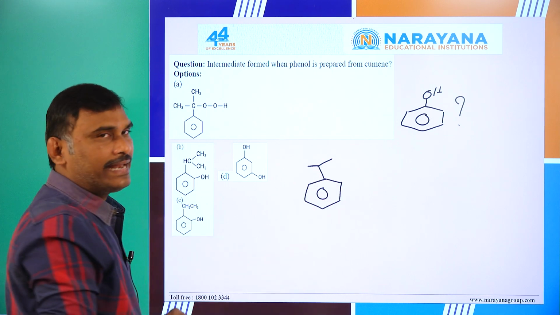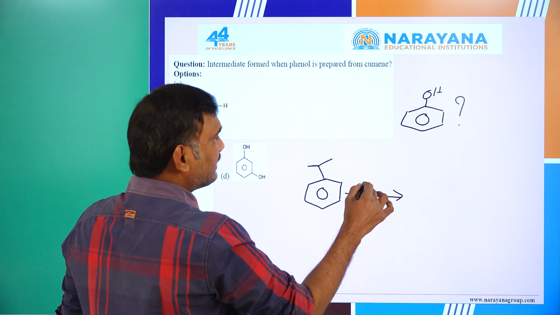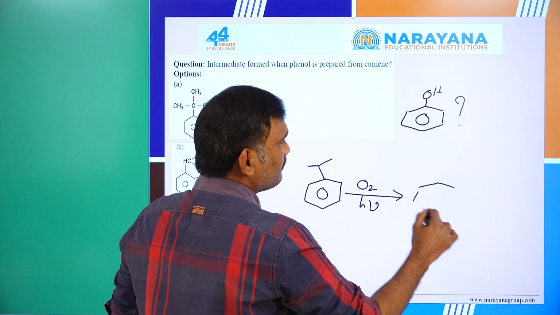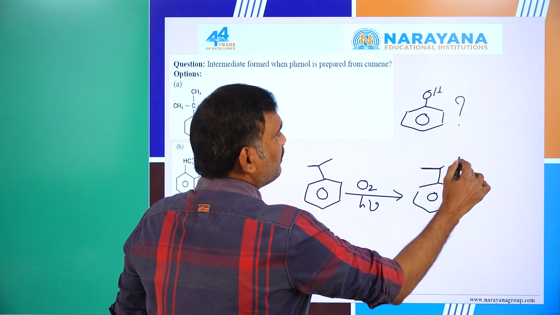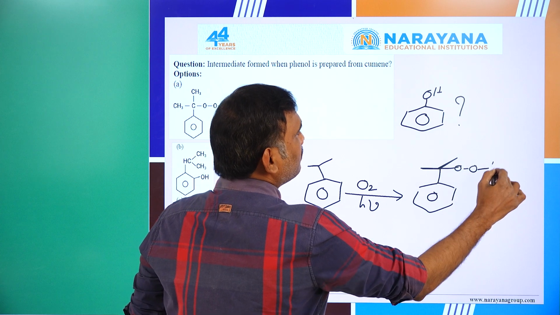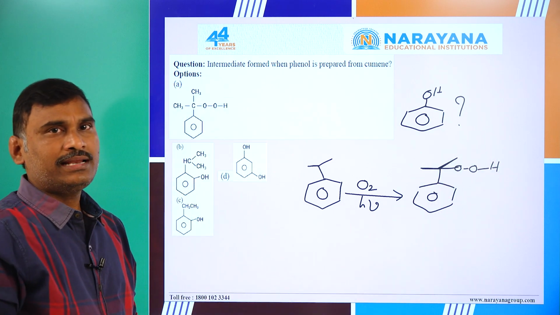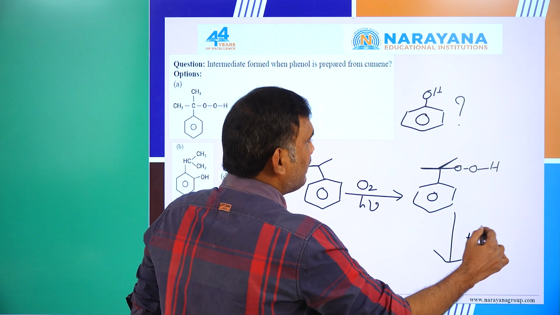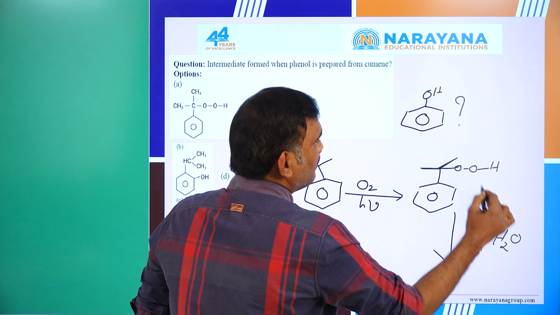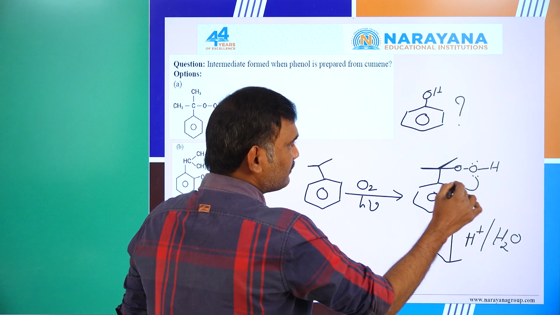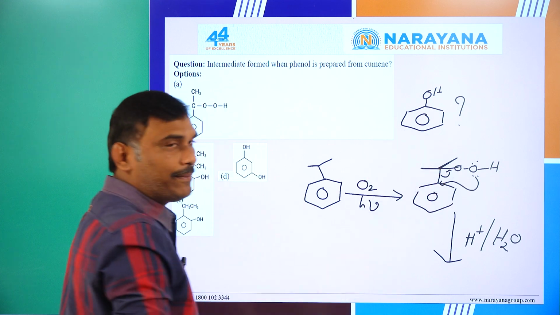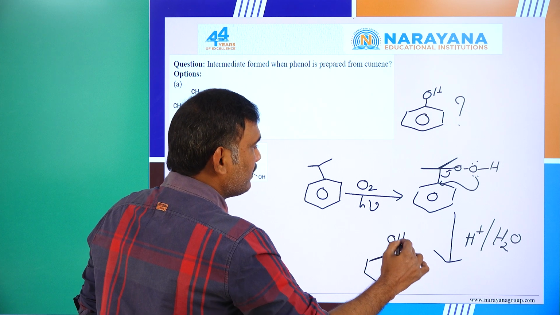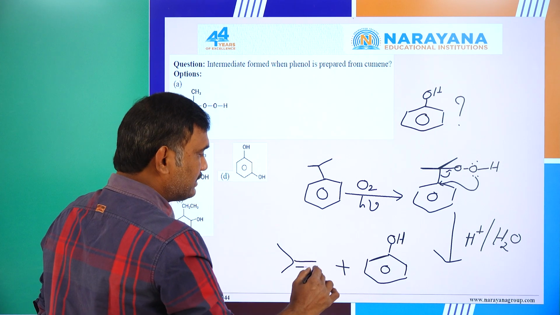Cumene hydrogen peroxide mechanism. When you treat cumene with oxygen in the presence of light, first it forms cumene hydrogen peroxide, which on hydrolysis, for your convenience, I am simply writing like this. The phenyl shift occurs, and then we get phenol plus the byproduct acetone.